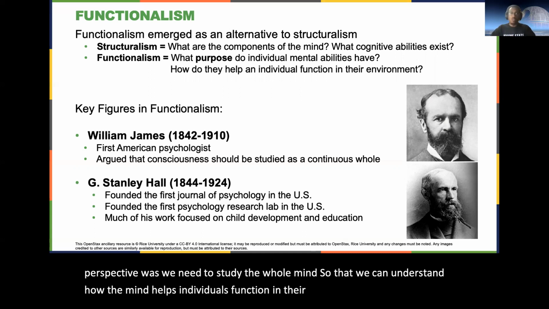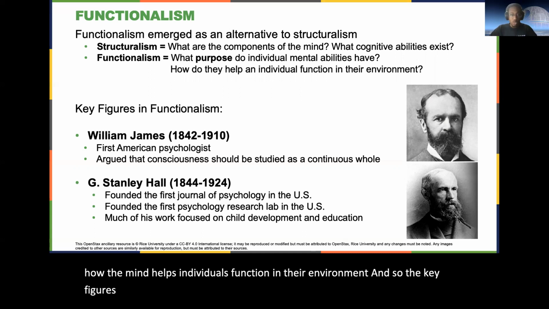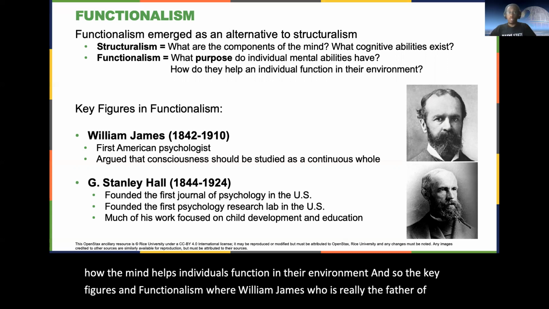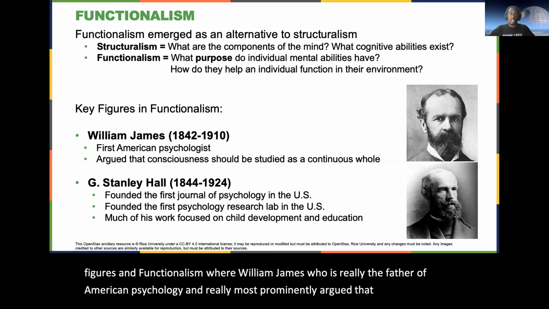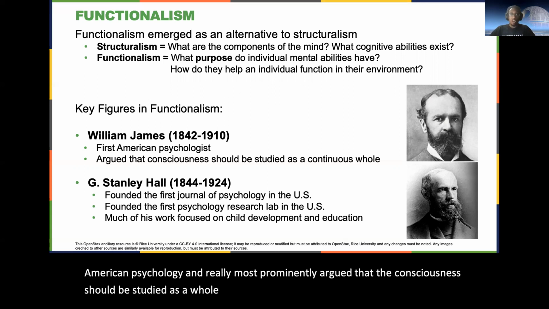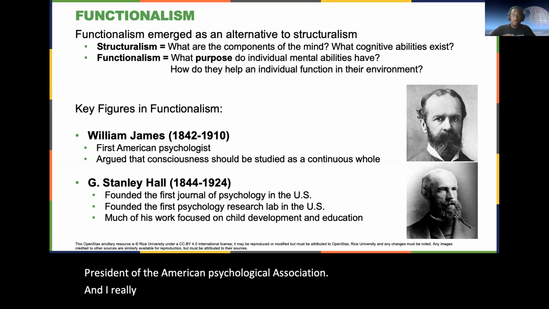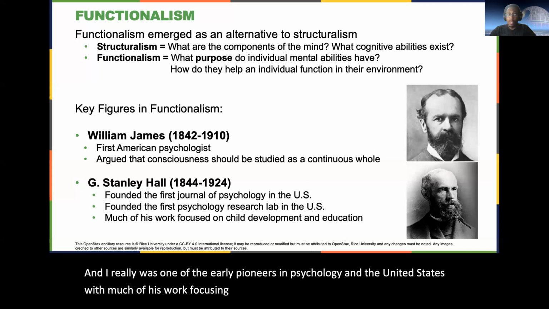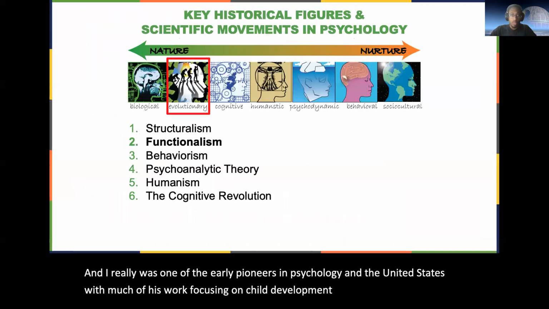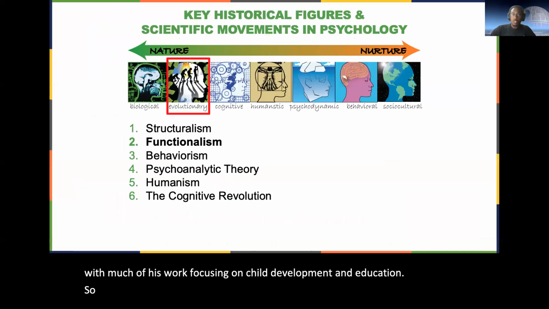And so the key figures in functionalism were William James, who was really the father of American psychology, and really most prominently argued that consciousness should be studied as a whole, as well as G. Stanley Hall, who became the first president of the American Psychological Association, and really was one of the early pioneers in psychology in the United States, with much of his work focusing on child development and education. So structuralism and functionalism were two of the early movements in psychology.